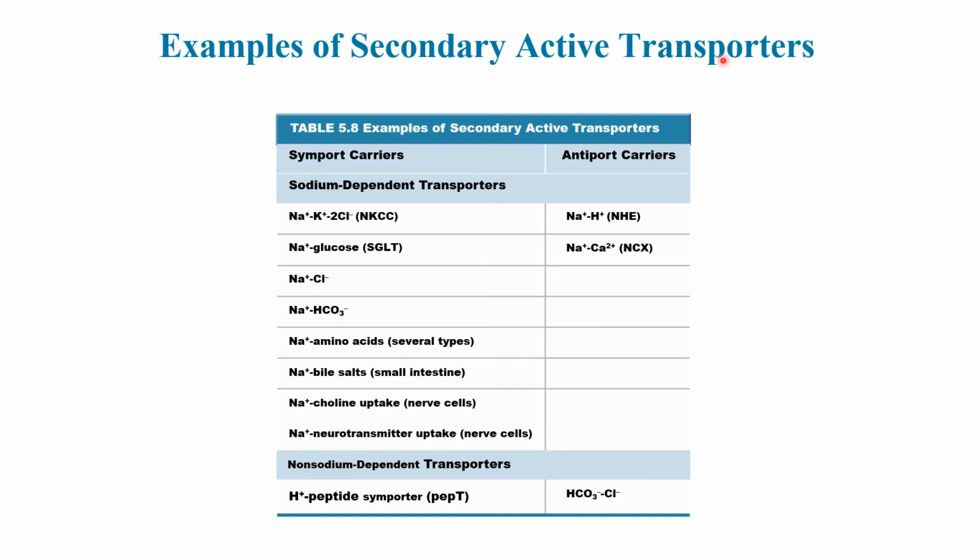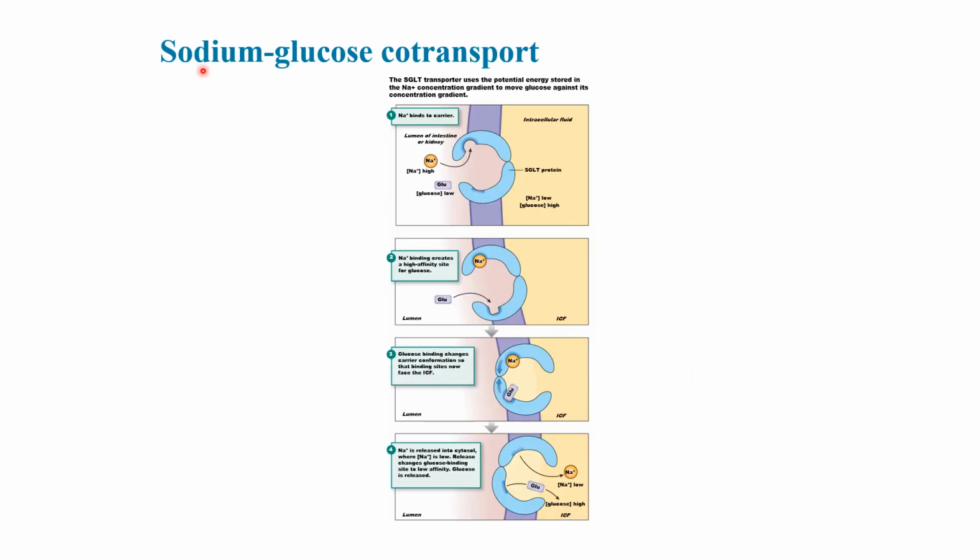Now, secondary active transporters, they're also going to allow the substrates to move against their concentration gradient, but this time they're not going to use ATP directly. The one that we are going to talk about is the sodium glucose transporter. The sodium glucose cotransport, it's an active transport. The way it works is that it's going to use the kinetic energy of one molecule moving down its concentration gradient to push another molecule against its concentration gradient.